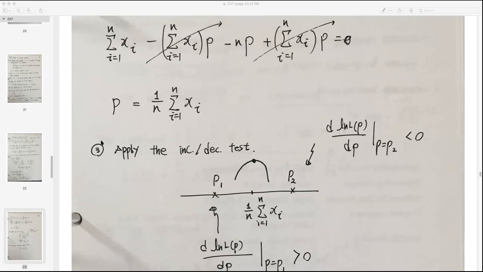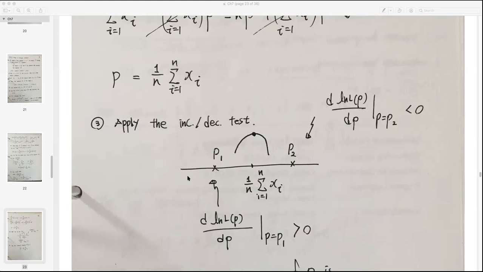Now, how do you know that this is a maximum likelihood estimator? We need to prove that. Once we've got the critical value, 1 over n times sigma xi, keep in mind x1 to xn are the sample data, which are given. Now we use the increasing/decreasing test to check that the likelihood function has its maximum value at p.